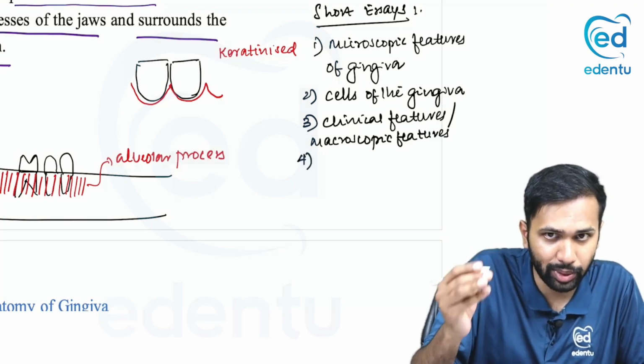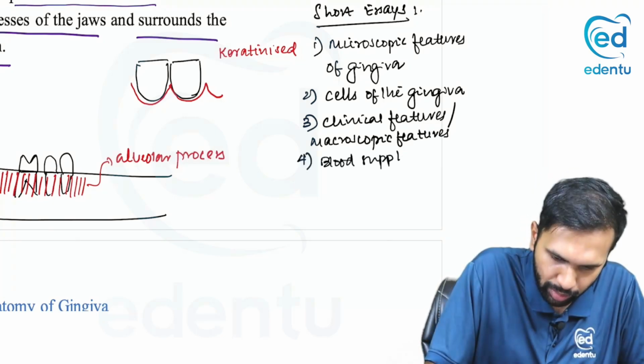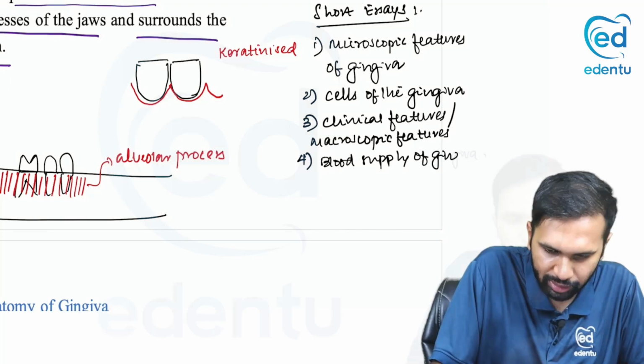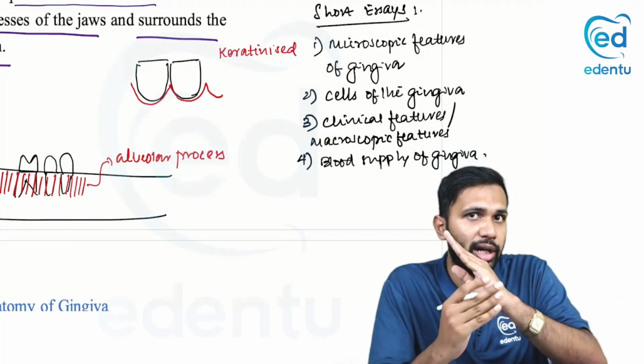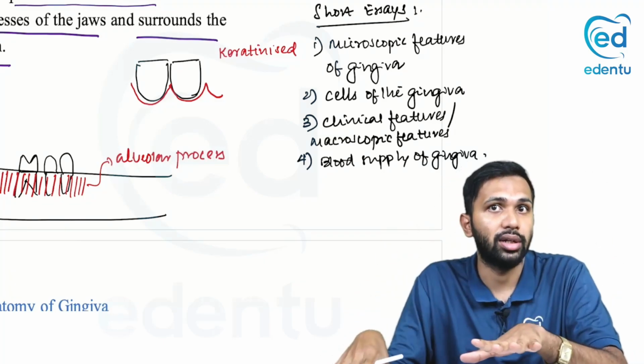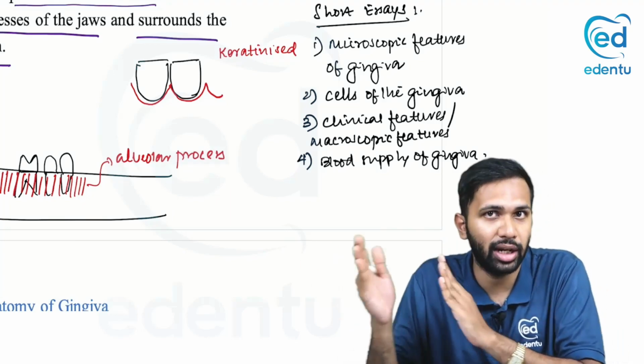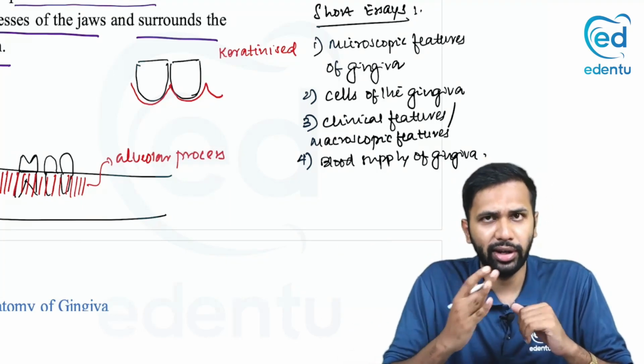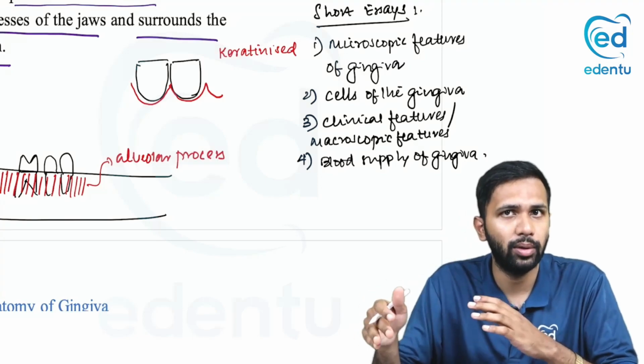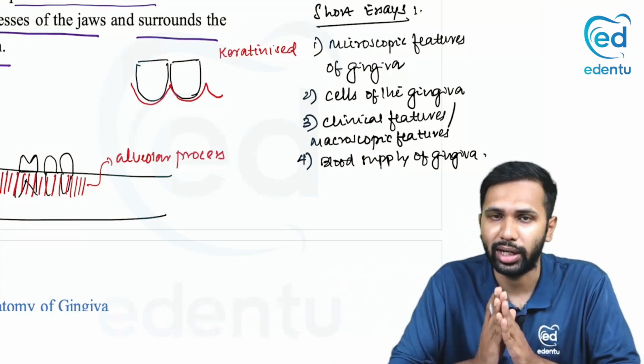And as a short question, you might get the blood supply of the gingiva, right? To repeat, the gingiva chapter can come itself as a long essay, or they can ask you part by part. So it is very easy. If you learn it in one go, any part they ask you, you'll be able to write.